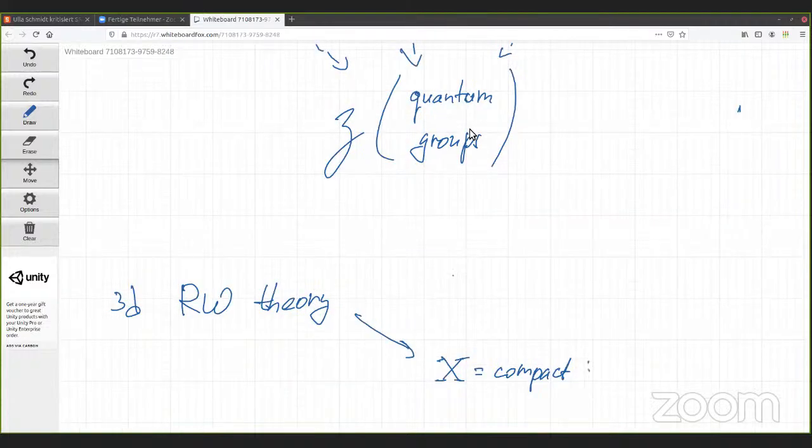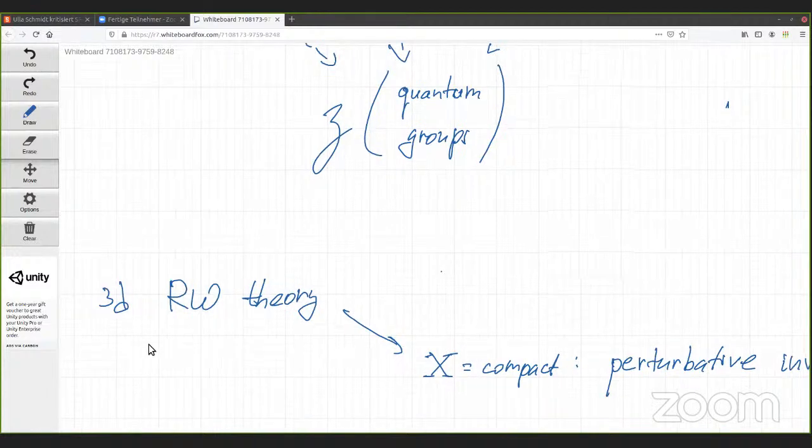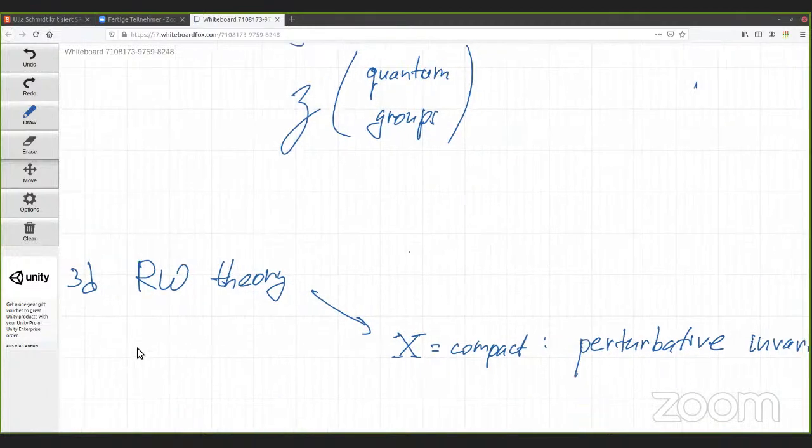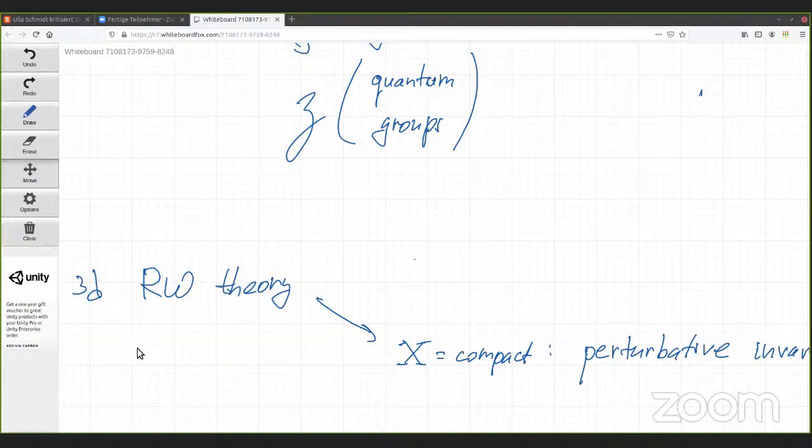And there aren't so many such compact X's, but if you increase the dimension, then you have more and more choices. And then you definitely get a relation to these perturbative invariants. Perturbative, or also sometimes called Vassiliev invariants. So that's the whole story, and that's one fork in the road or direction we can go.